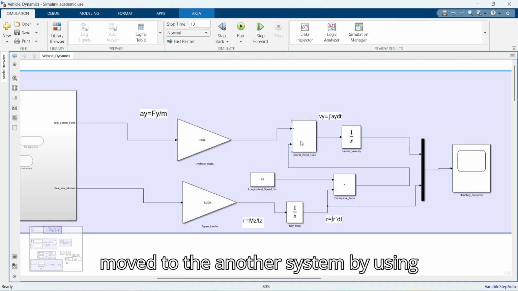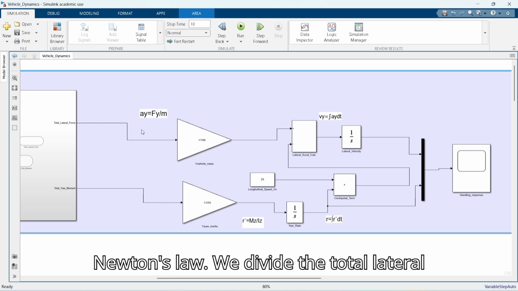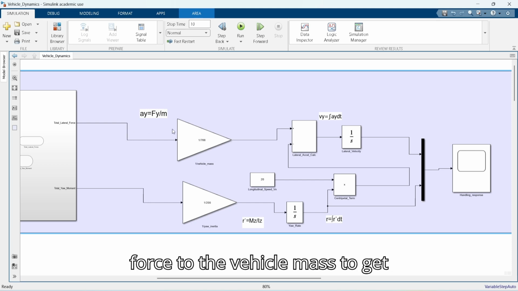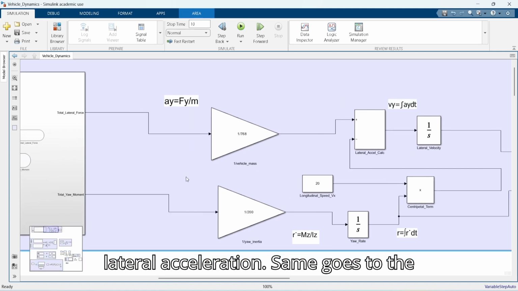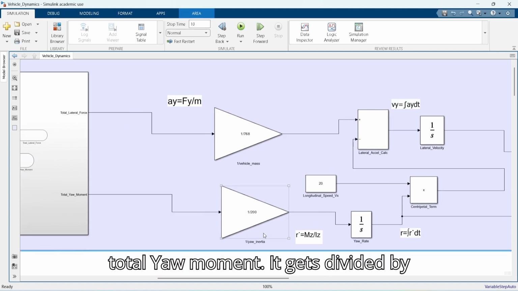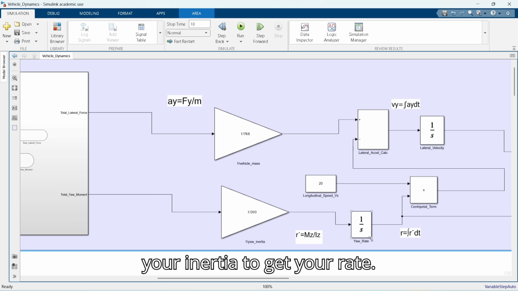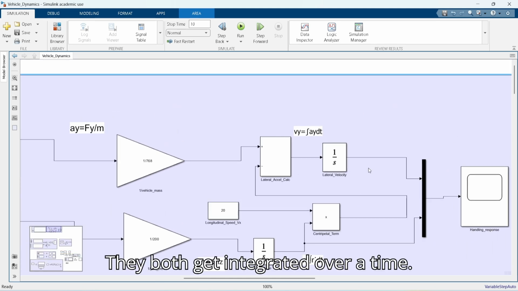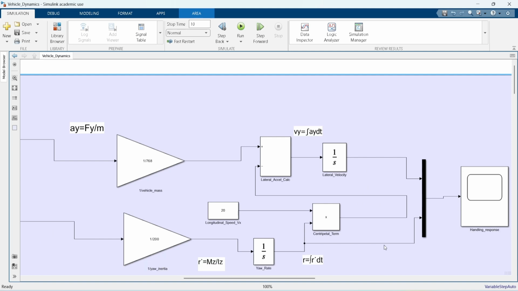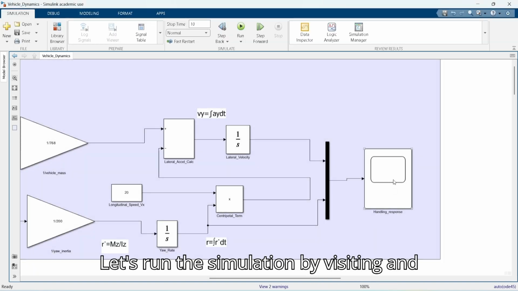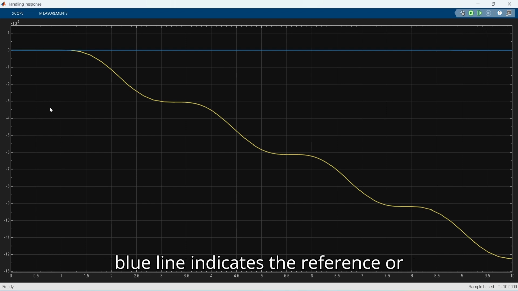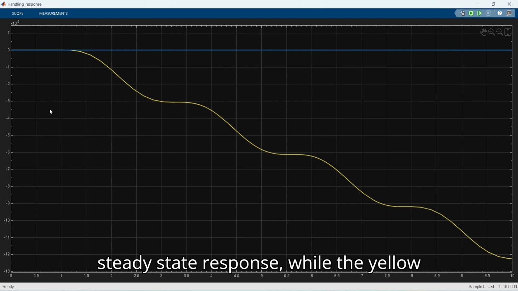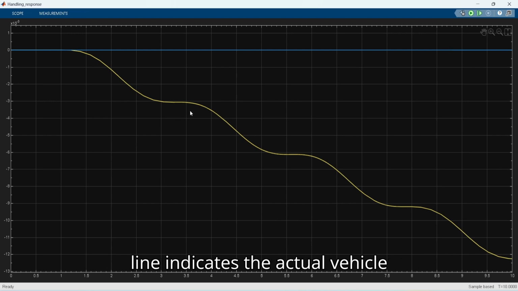In another subsystem, by using Newton's law, we divide the total lateral force by the vehicle mass to get lateral acceleration. The same goes for the total yaw moment. It gets divided by yaw inertia to get yaw rate. They both get integrated over time. Let's run the simulation. In the handling response graph, we can see the blue line indicates the reference or steady state response, while the yellow line indicates the actual vehicle handling response over time.